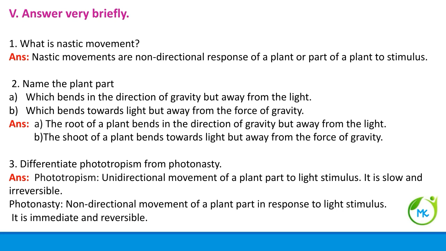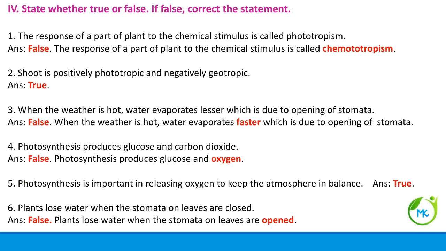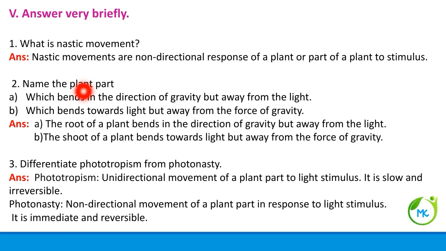Second question, name the plant part. First one, which bends in the direction of gravity but away from the light. Which part of the plant bends towards the gravity, away from the light? You know, the root of a plant. The root of a plant bends in the direction of gravity but away from the light. The second question, which bends towards light but away from the force of gravity. You know, the shoot of a plant bends towards light but away from the force of gravity.